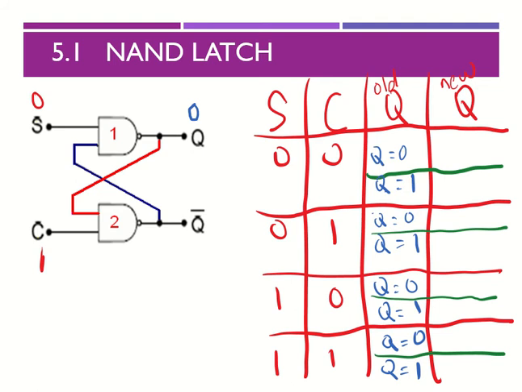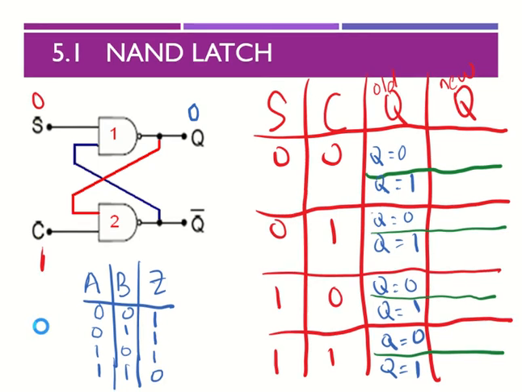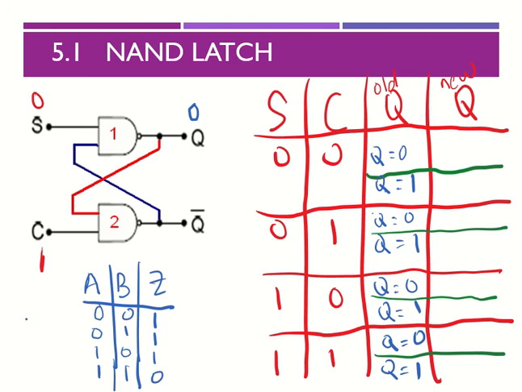So let me draw it to make it clearer. A B Z, 0 0, 0 1, 1 0, 1 1. You have to have 1 0 0 0. So let's go for this one. This is NOR. Okay, truth table for NOR.